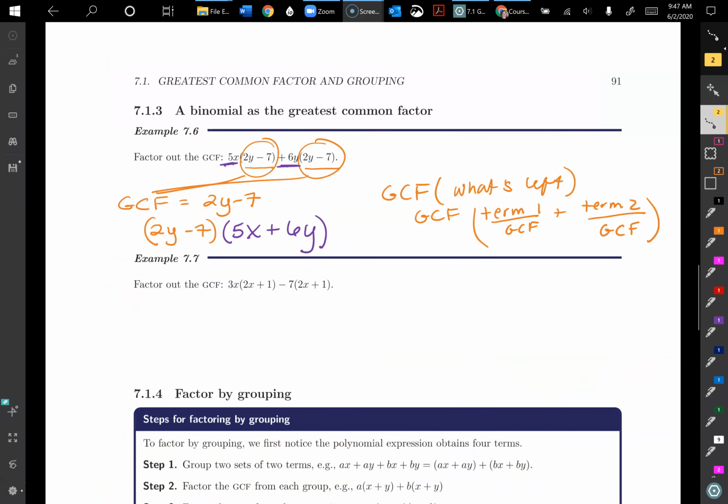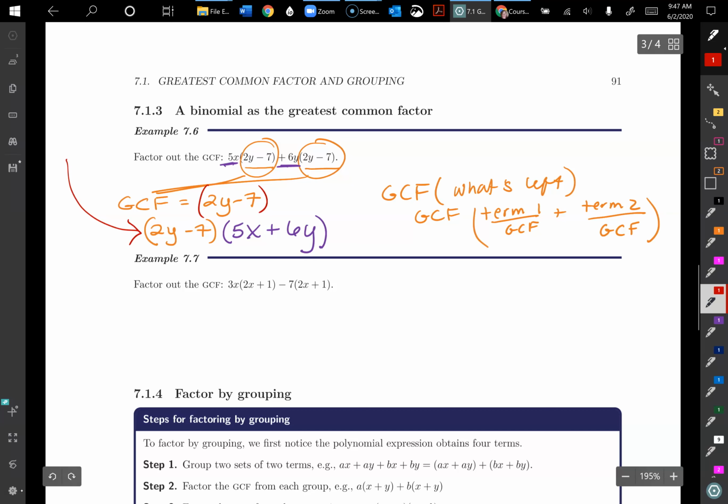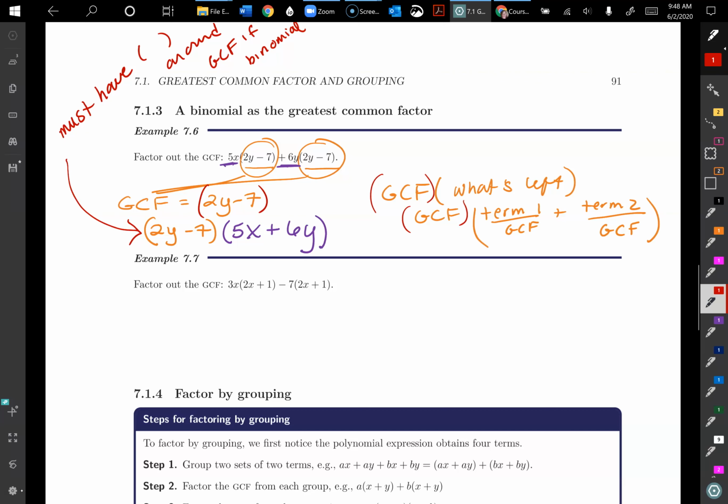Okay, so now I went back to page 91. And again, right when you write this GCF or you're thinking of it, I would actually put it in parentheses right there from the get-go. Okay, you must have parentheses. GCF, if binomial. All right. So again, maybe stress that even more. And you might have more than a couple of terms, but usually not.